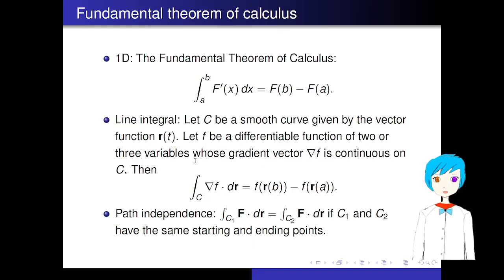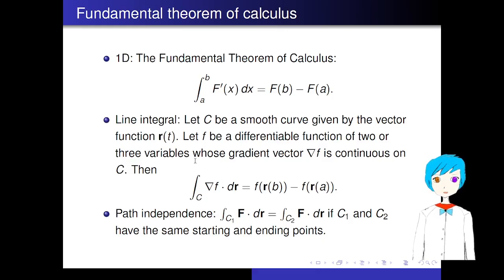For line integrals, things are similar. If we are integrating the inner product of the gradient of a function f, along dr, where r is the line segment, then this line integral is the value of f at the ending point r(b) minus the value of f at the starting point r(a).